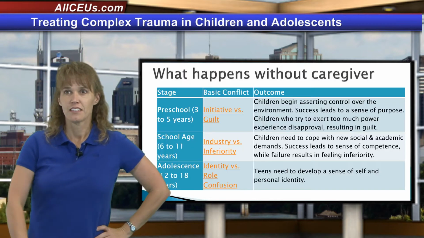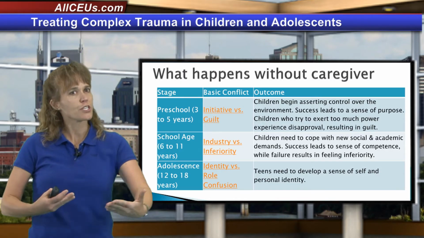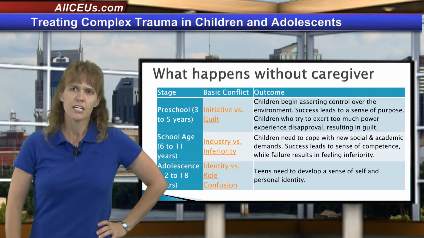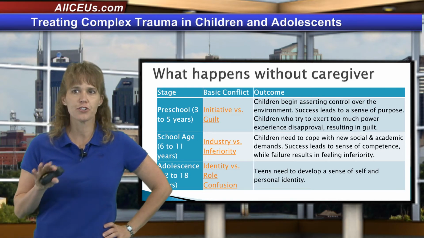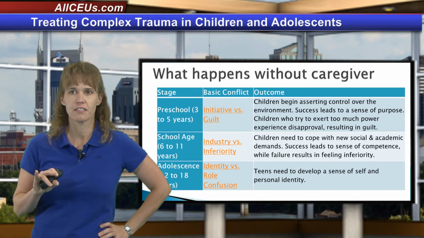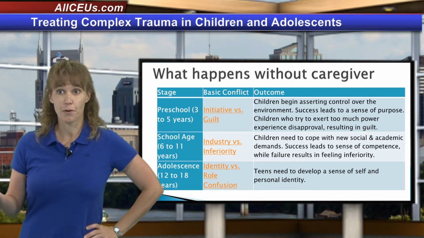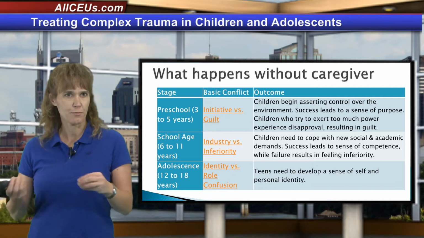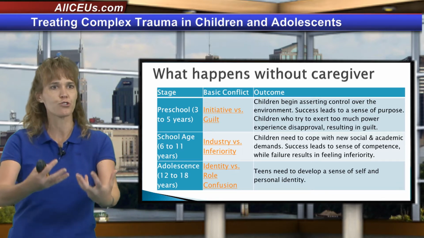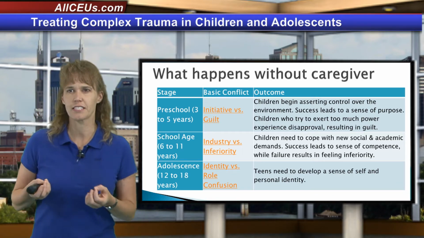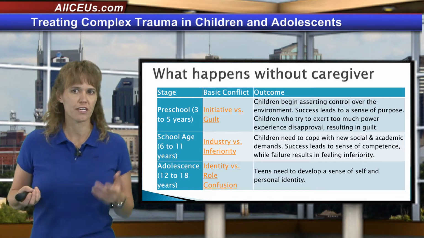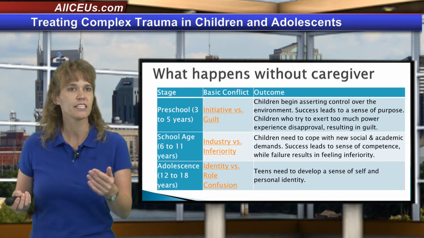A little bit older, because I know we're talking about children and adolescents here. At preschool age, children begin asserting control over the environment. Success leads to a sense of purpose, and failure leads to a sense of guilt, like we talked about earlier. This is just taking more control and trying new things. Unfortunately, children who try to exert too much power experience disapproval, resulting in guilt.